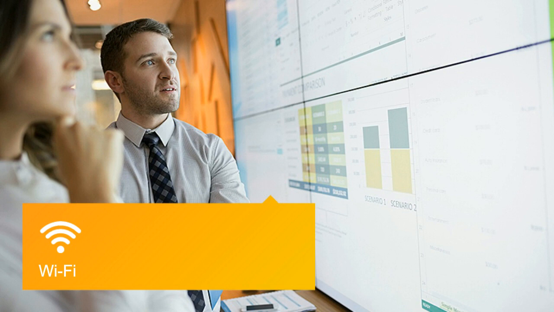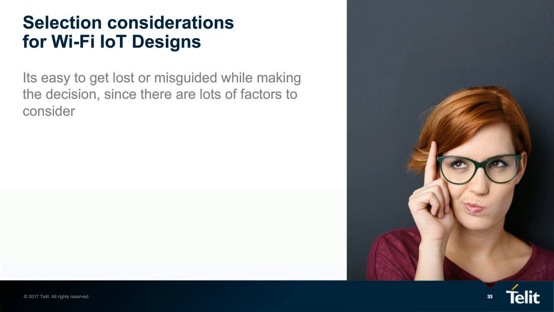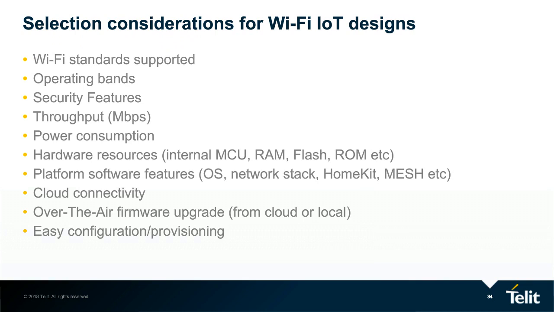As said, it's very easy to get lost or misguided while making these decisions, since there are a lot of subtle factors to consider which decide the success of the product. Again, if you don't get it right, the product will suffer in the field, for obvious reasons. As I said earlier, the list is huge, but please make sure all of these are vetted before nailing down the solution provider. So let's start with the Wi-Fi standard supported, like BGN versus ABGN versus ABGN AC, right?